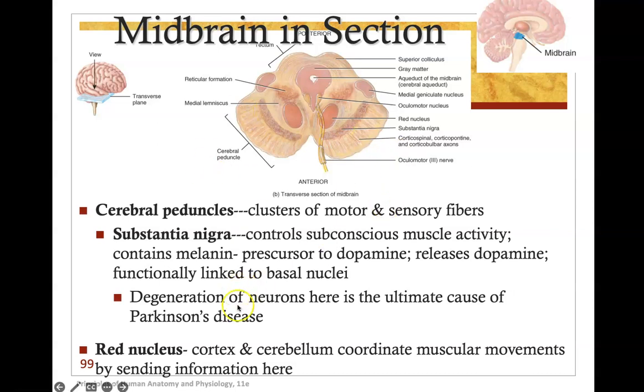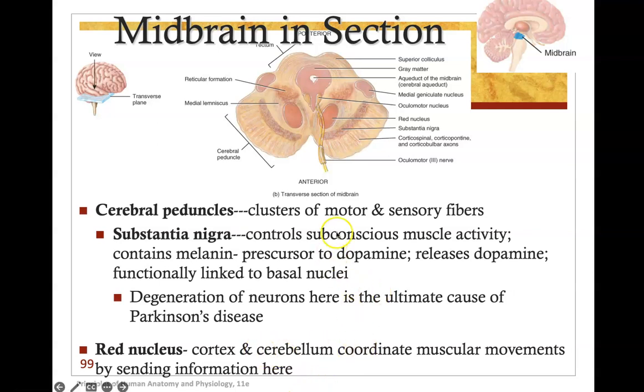And so what happens is degeneration of neurons in that substantia nigra, as you can guess, is the ultimate cause of Parkinson's disease. That degeneration oftentimes starts in the substantia nigra and then moves into the basal nuclei. Because the substantia nigra and the basal nuclei are so tightly connected, you can see how these are the two major areas that are affected in Parkinson's disease.